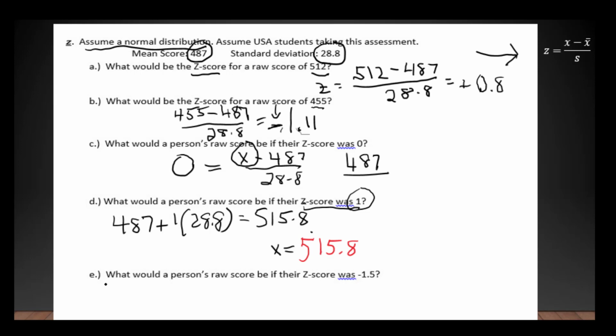So for number E here, doing it the way I just did it here, I could just simply go 487, that's the mean, but I scored negative 1.5, so I'm going to take away 1.5 of the standard deviations. And I'm going to get 443.8.